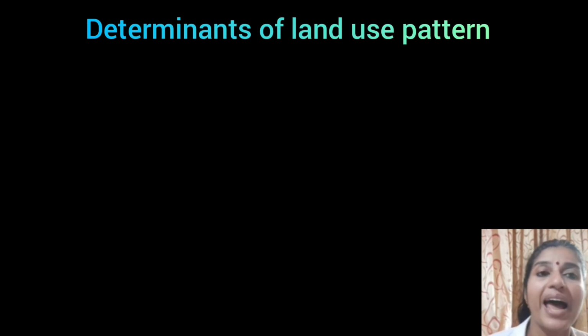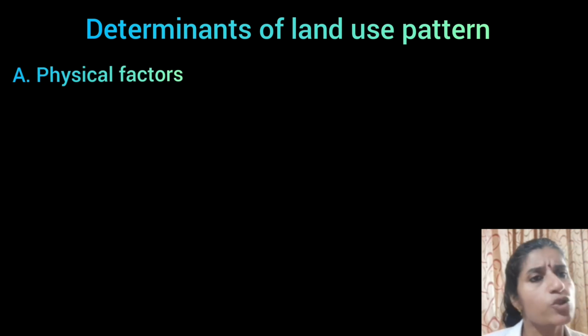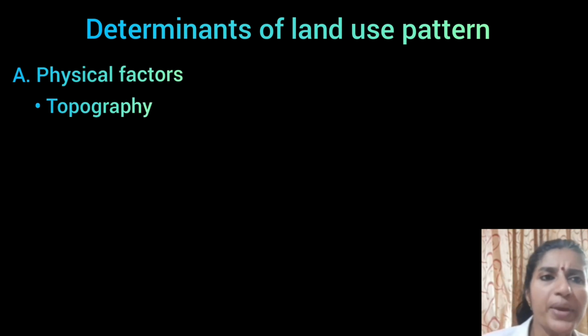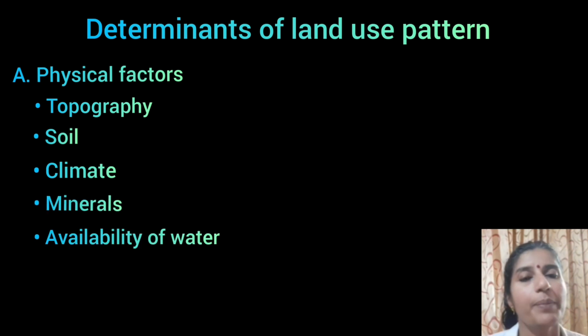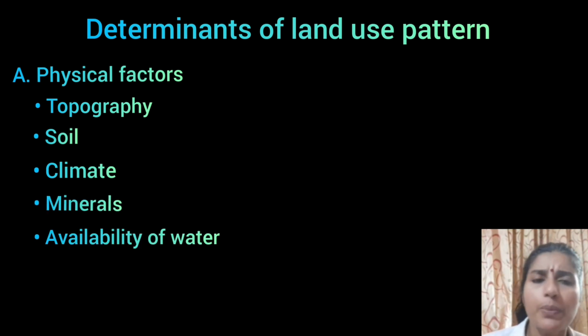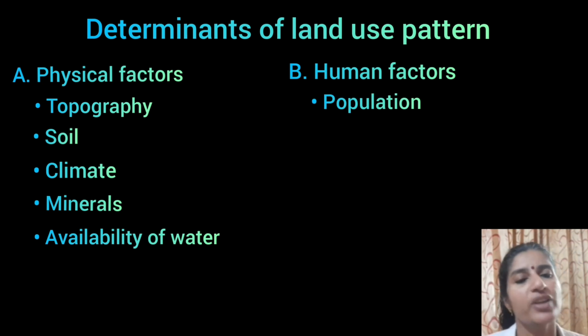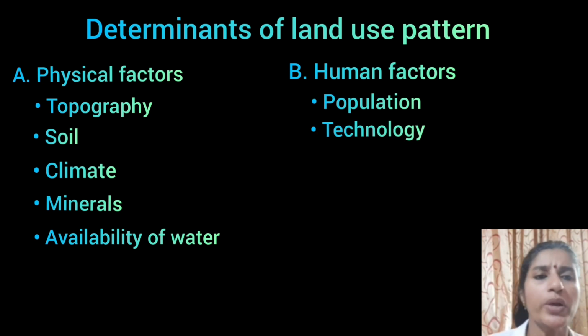Next, we will discuss the determinants of land use pattern. The use of land is determined by physical factors such as topography. It means the surface shape of the land, soil, climate, minerals, and availability of water. Human factors such as population and technology are also important determinants of land use pattern.